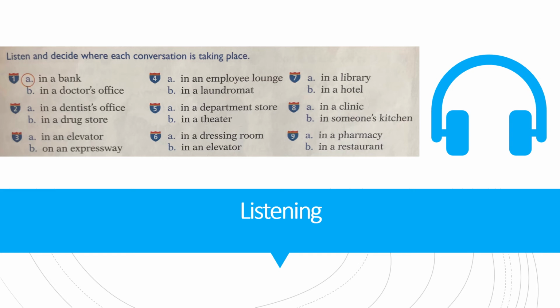Listening. Listen and decide where each conversation is taking place. Circle A or B for the correct answer. 1. I'd like to know the balance of my checking account. Certainly. What's your account number? Where is this conversation taking place? A, in a bank. B, in a doctor's office. The correct answer is A, in a bank.